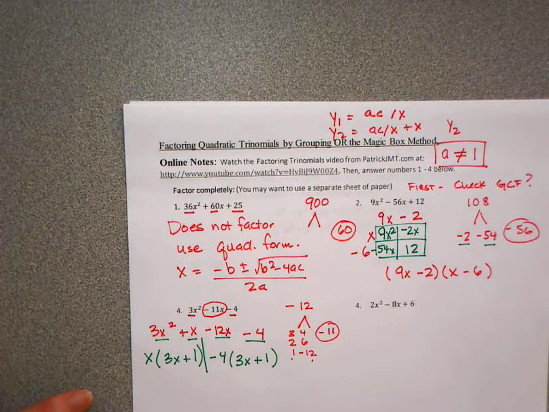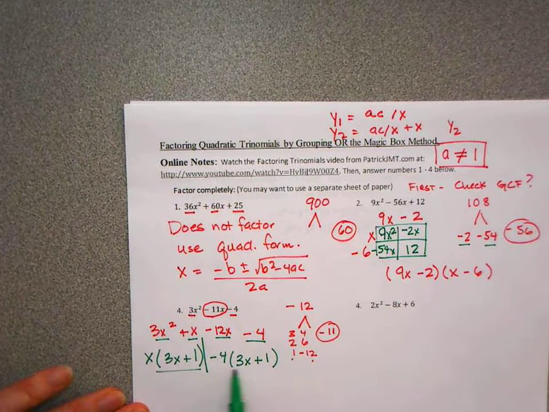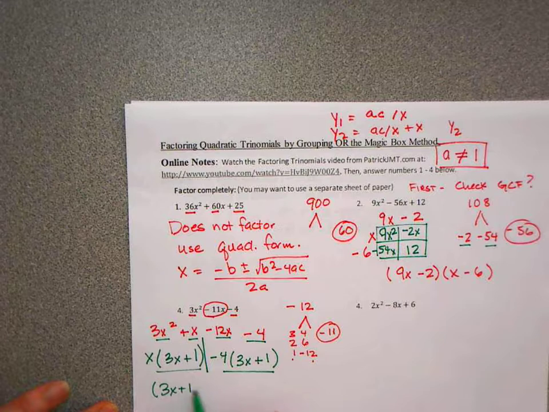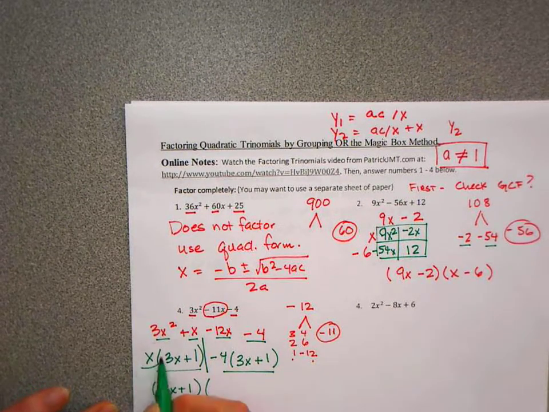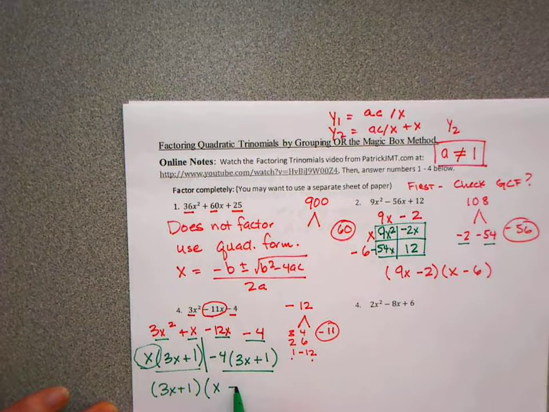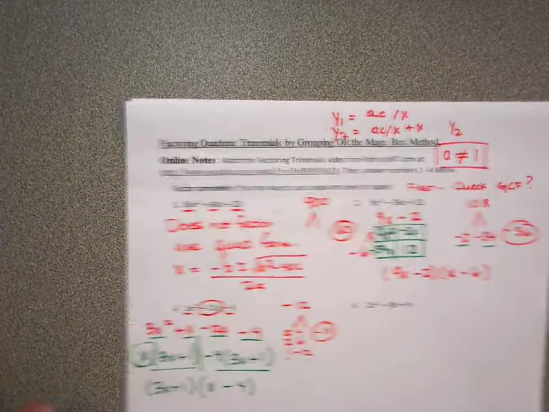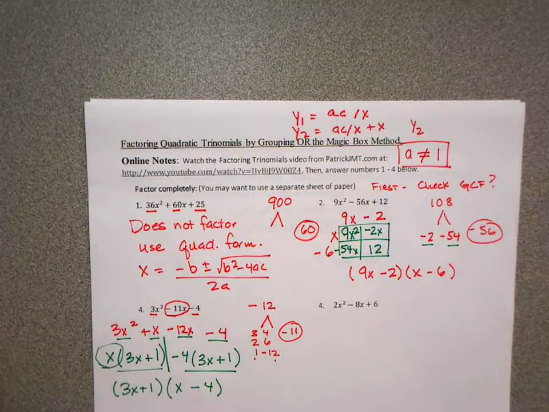Now my factors, I factor again. I have two terms, this term and this term. What's common to both? 3x plus 1 is common to both. When I divide it out by both, what's left? Well, x is left and negative 4 is left. So that is factoring by grouping. And those are your factors. You may do this one on your own, any way you like.